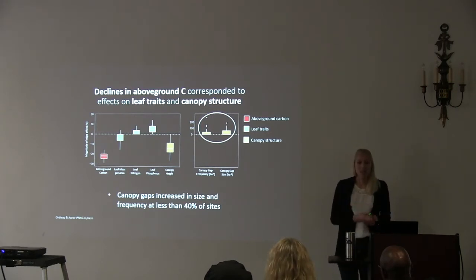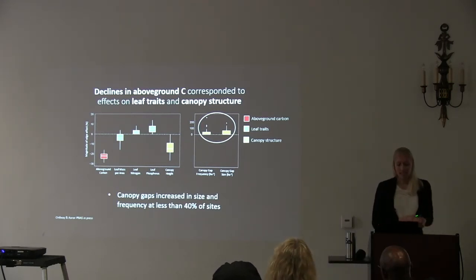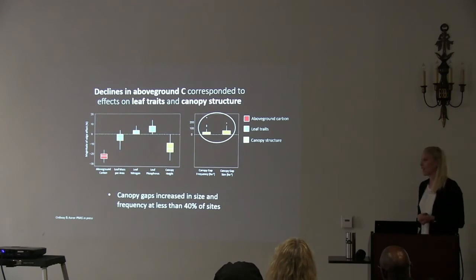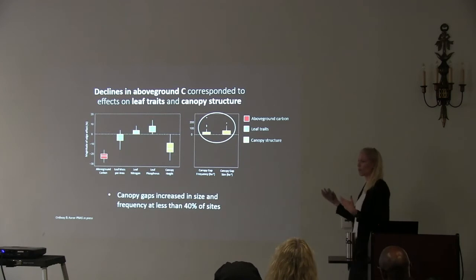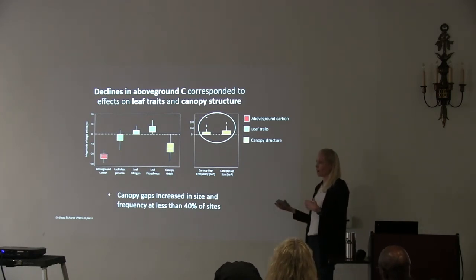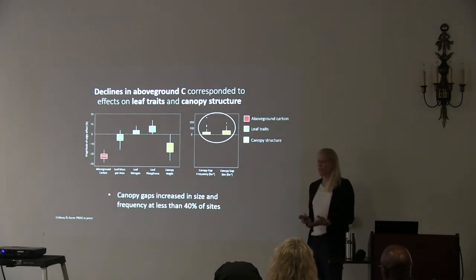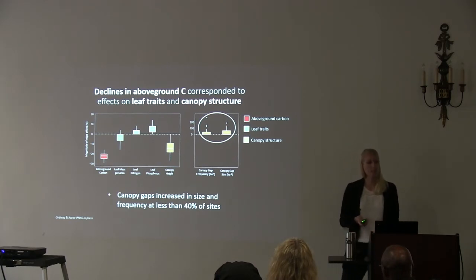One, we found that canopy gaps increased in size and frequency at less than half of the sites. So I really expected this canopy gap or gap phase dynamics to be a key component of the changes that are happening along these edges. But that was only the case at about 40% of the sites.